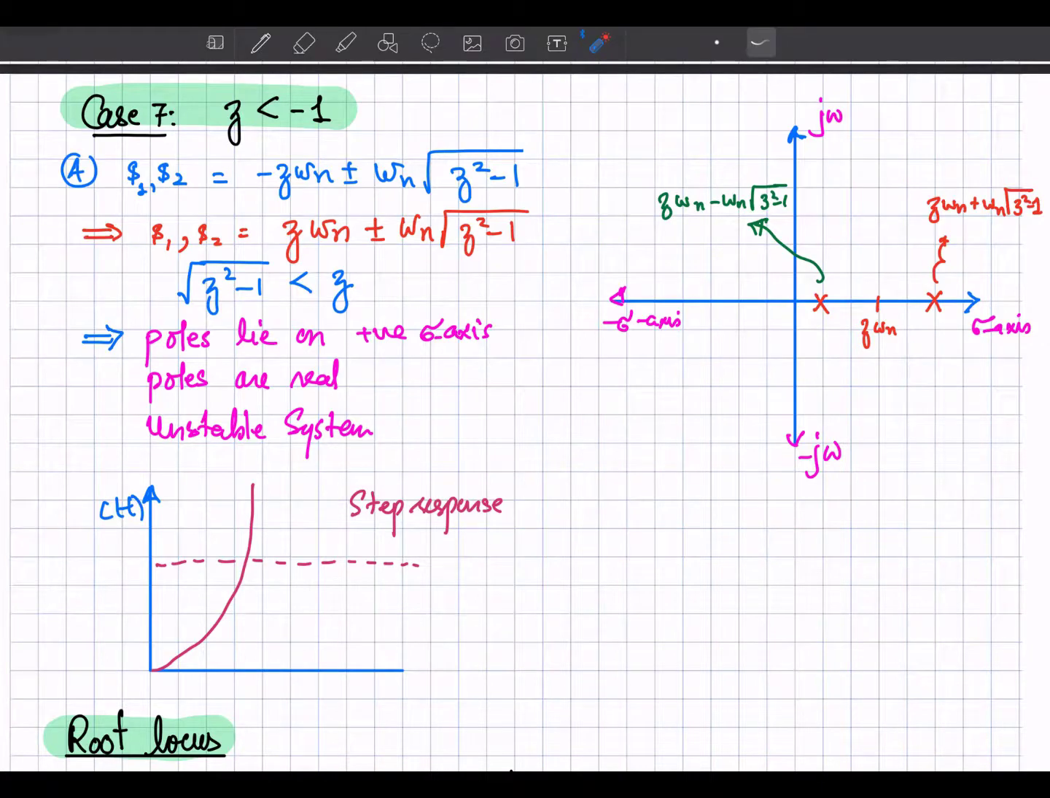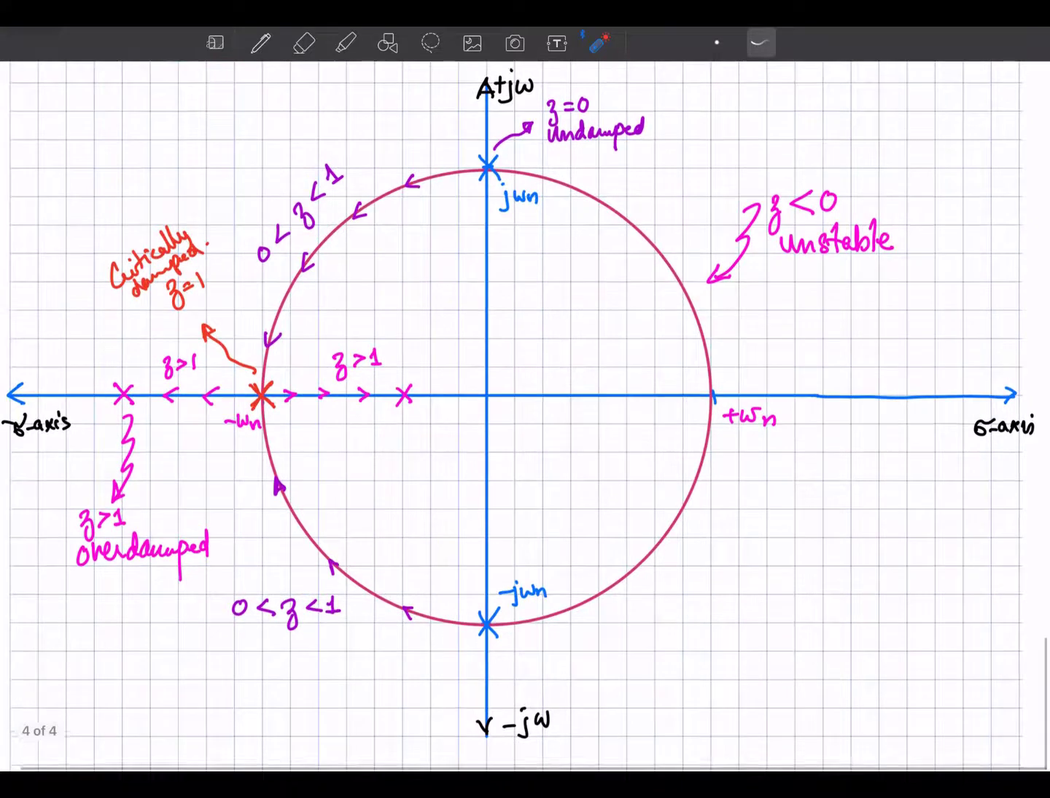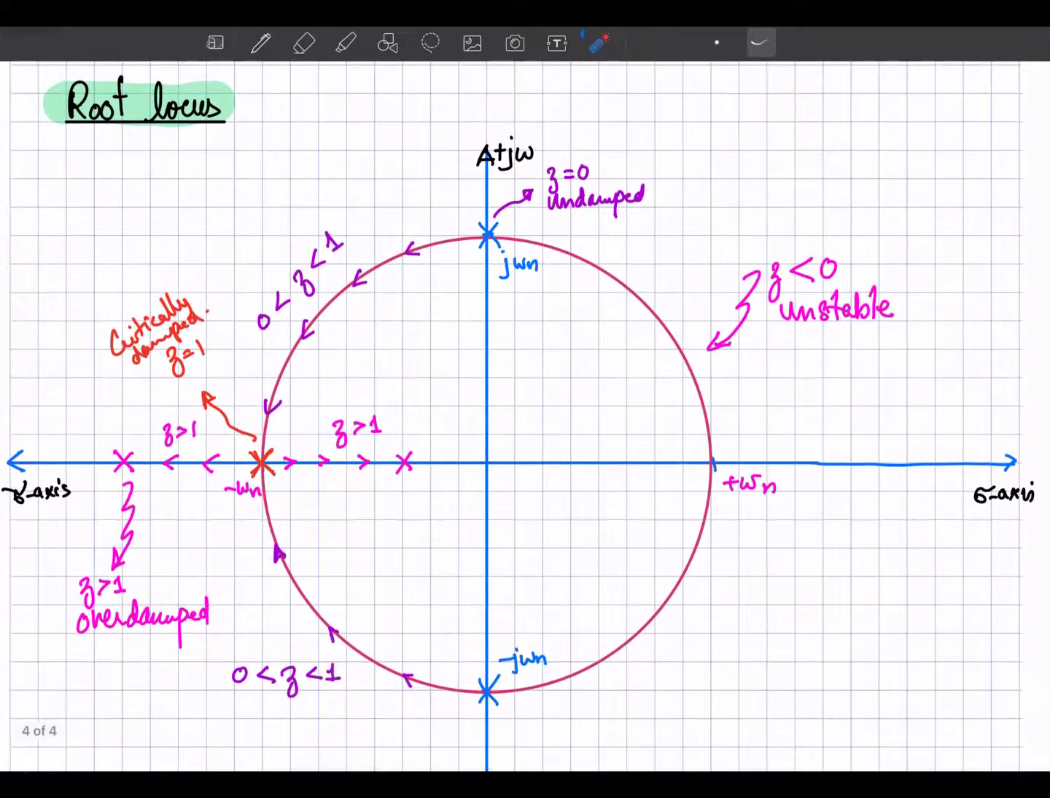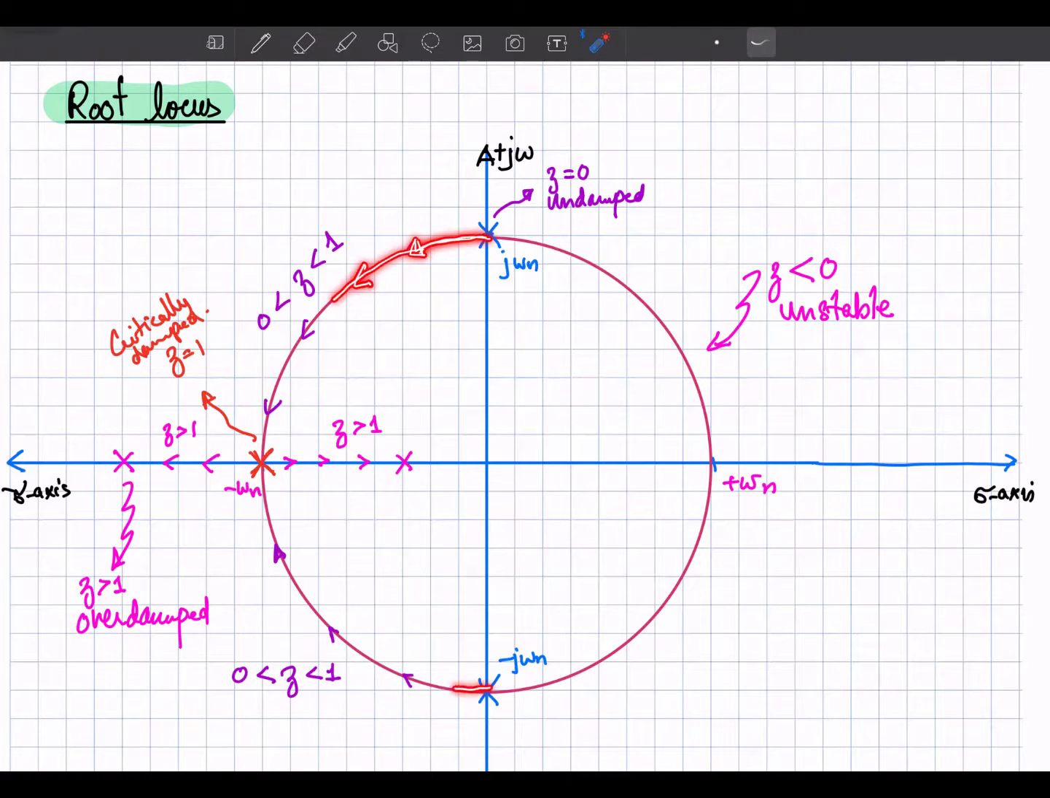Okay, so now let's look at the root locus. When our zeta is equal to 0, our poles are over the imaginary axis over here. One pole is at j omega and the other one at minus j omega. The system is said to be undamped, and in this case the response will be oscillatory. Now if the zeta is varied such that it is increased from 0 towards 1, the poles will be moving like that, and the poles will be a conjugate pair.